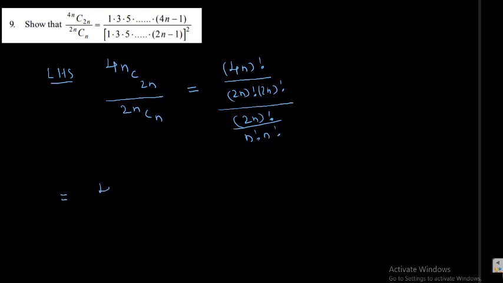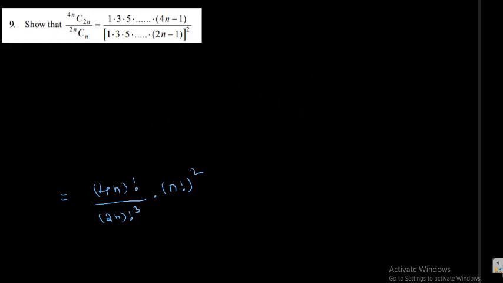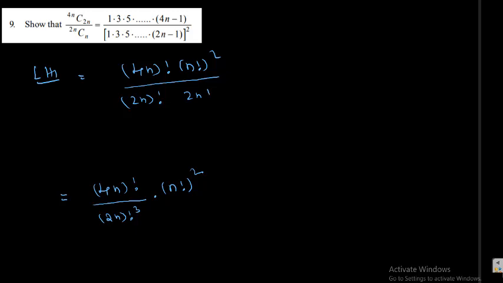So this is the same as 4n factorial by 2n factorial cube, into n factorial square. So this is LHS. Again I want to write it, students. What you got, I will write: 4n factorial into n factorial square by, do one thing students, you write 2n factorial, another is 2n factorial square.